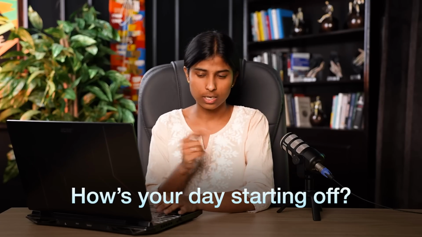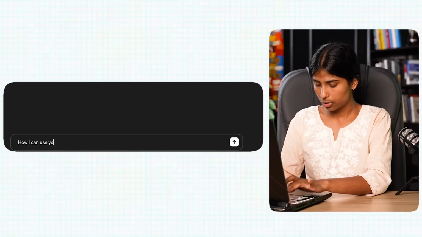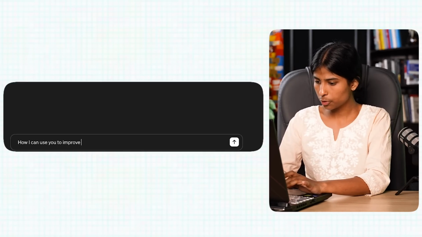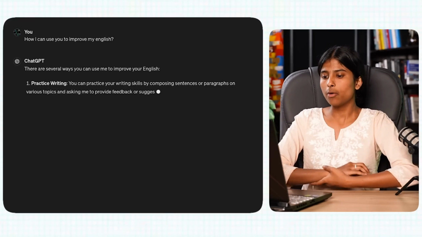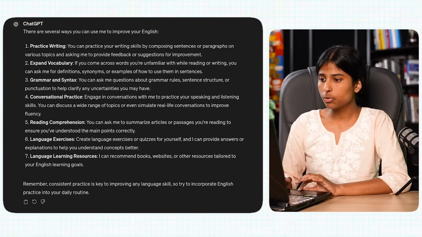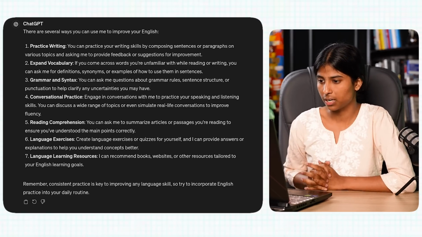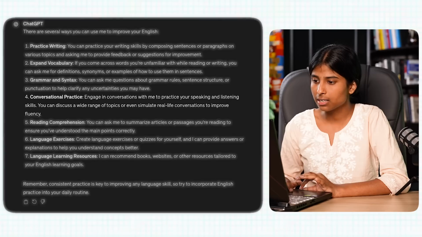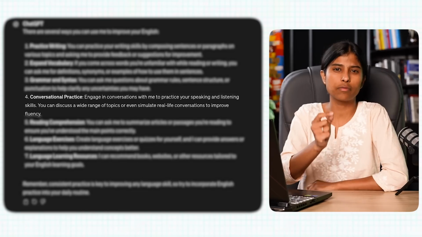Now, our main question, let's go. How can I use you to improve my English? Let's go. Now it's going to give us different tips on how I can use you to improve my English. Now, using me to improve your English can be quite beneficial. Here are some ways you can do it. So the first one we have is practice conversational English. What is conversational English?